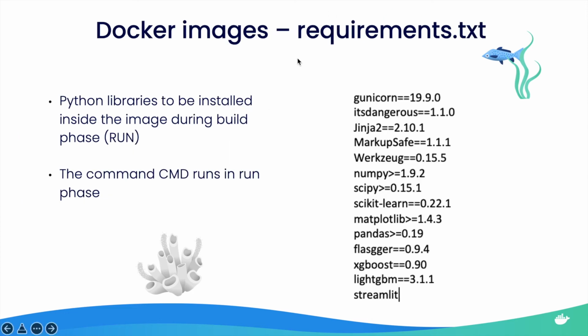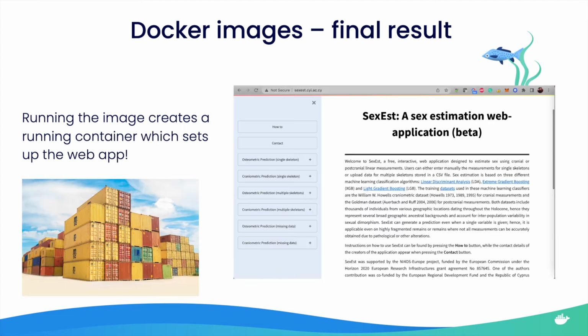And let me show you the requirements.txt file. The requirements.txt file contains all the Python libraries that we need to be installed inside the image during the build phase. And here are the Python libraries. For example, we need scikit-learn, but we need the version 0.221, so that's why we use the double equal sign. But for pandas, we need anything from 0.19 version or above. This is why you use the greater than or equal sign. And as you can see, we also request that Streamlit is installed inside the image.